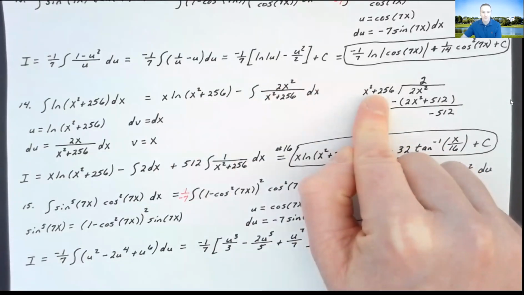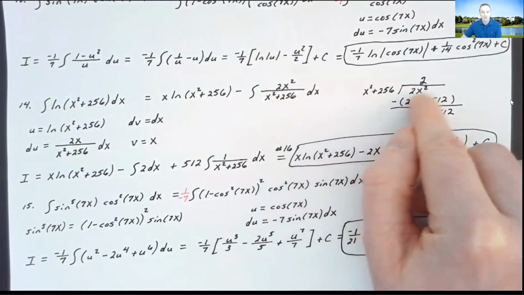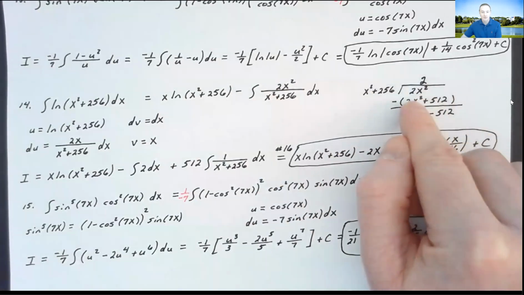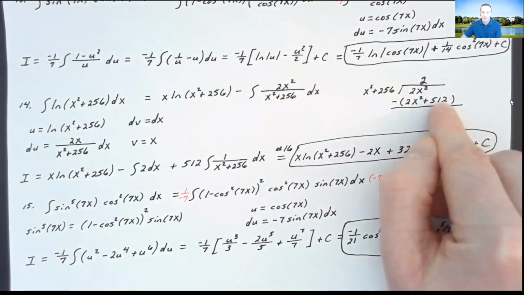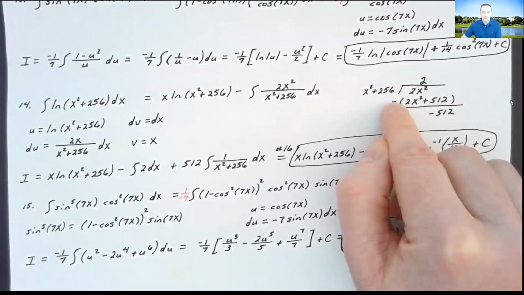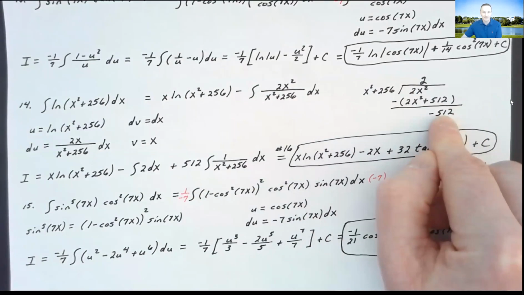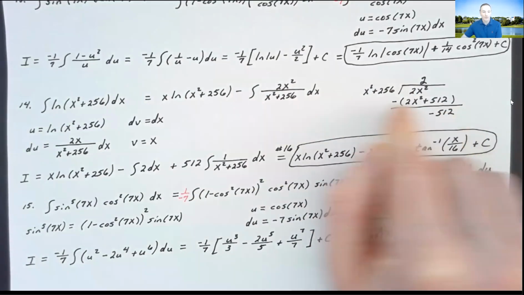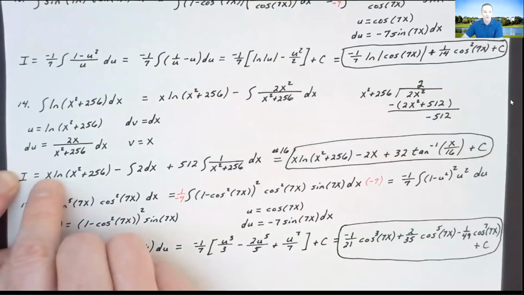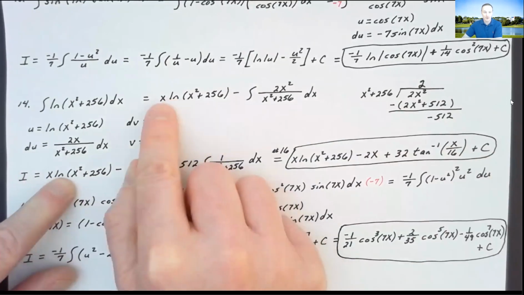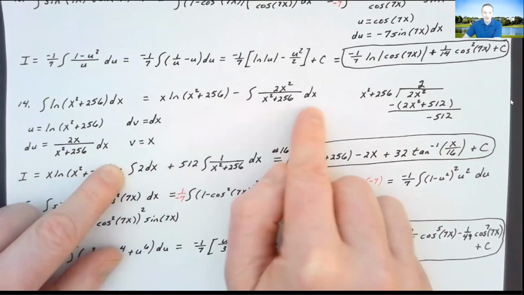I showed that over here. x squared plus 256 divides into 2x squared 2 times. It's going to leave me 2x squared, and I would have plus 512. Then you need to remember you're subtracting that out. So you're going to get a remainder of negative 512. Now I go back to my problem and I can say, all right, this integral answer is the original u times v. That part's already integrated. And then minus everything that I get from this.